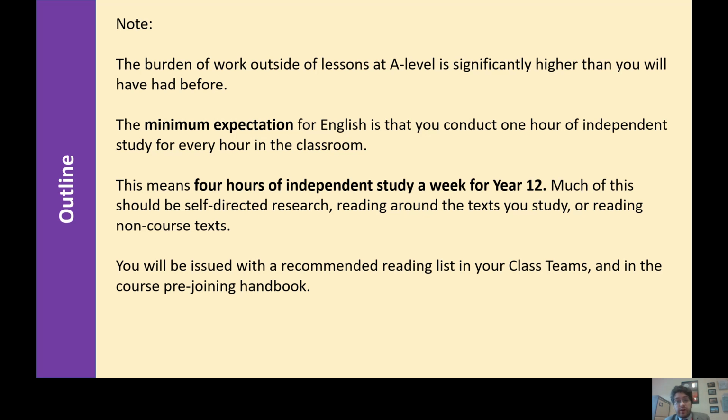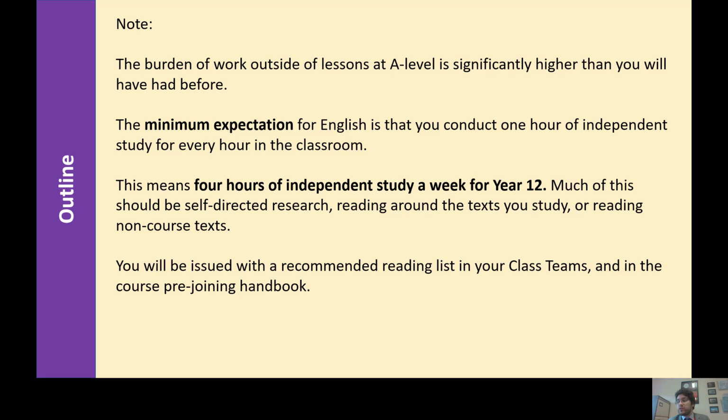Quick note, which is the minimum expectations for independent study. Now, not all independent study is set. You are expected to do an hour of independent study for every hour in the classroom. So where you're not being set independent study with a prescribed, you must do this, that doesn't mean you can slack off.